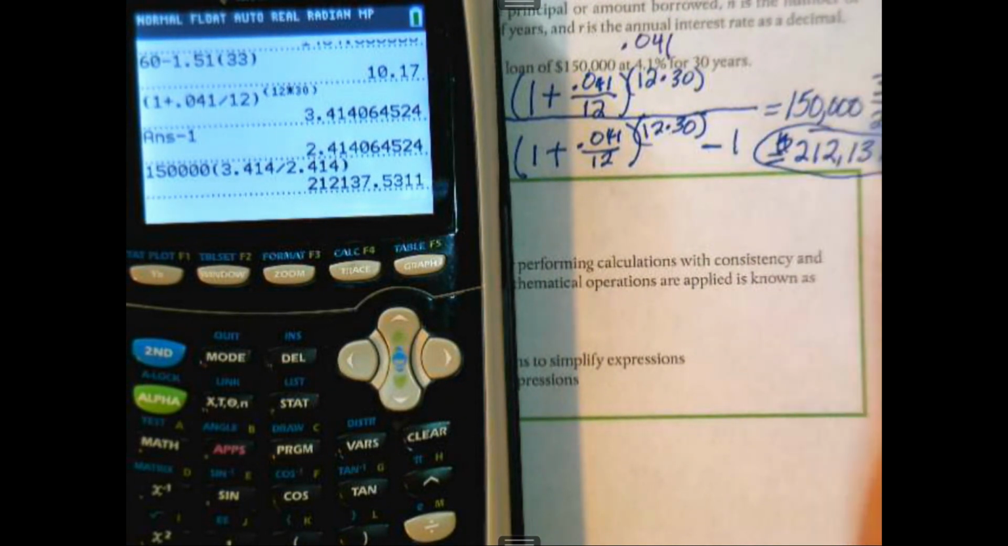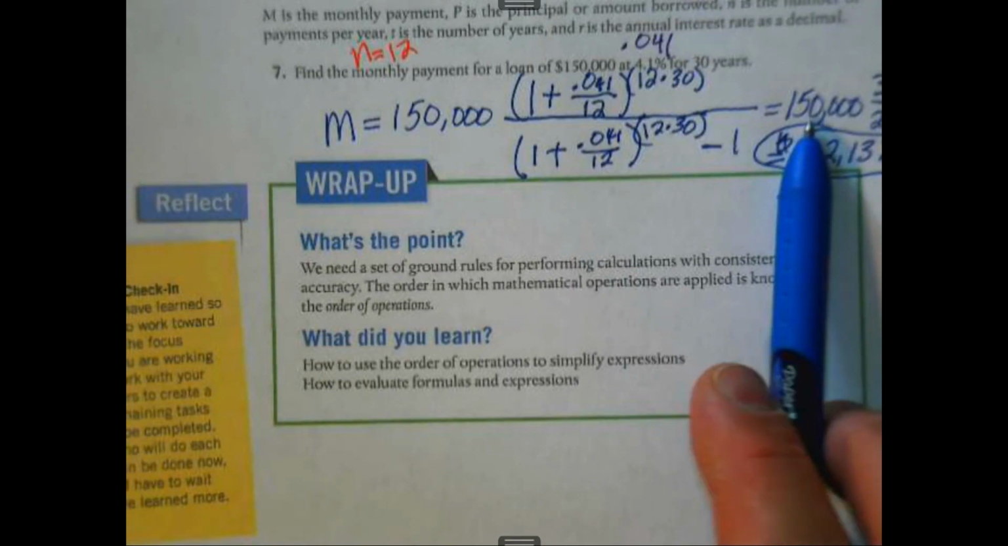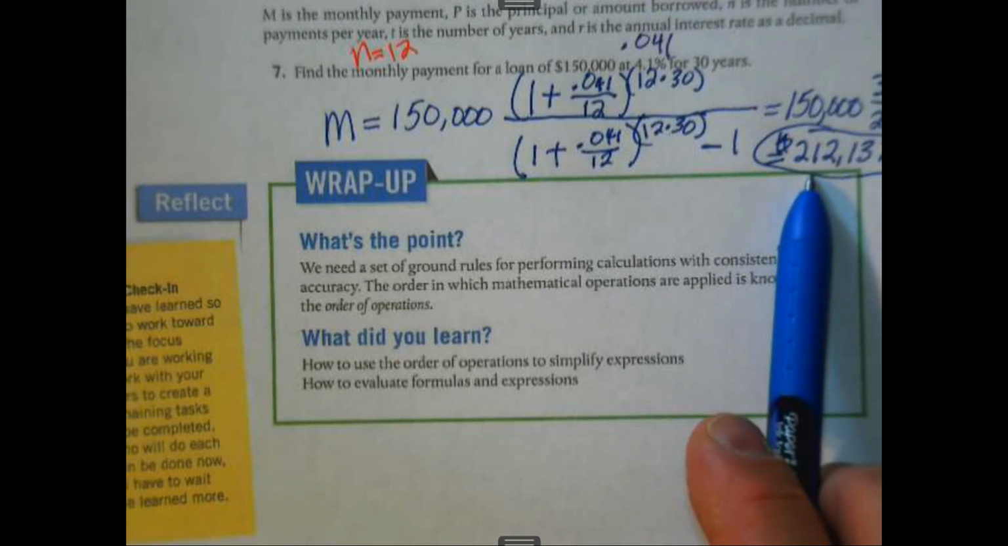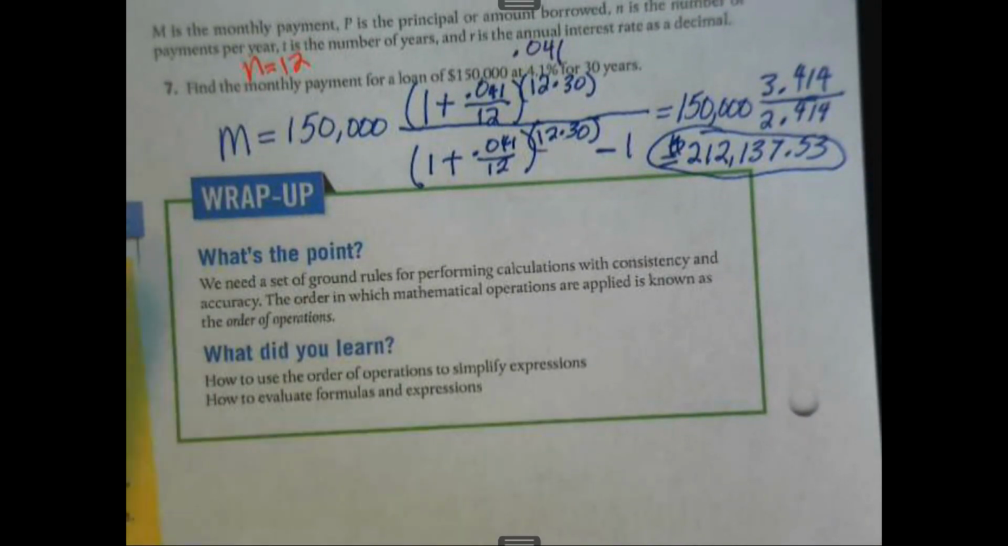Makes sense? Let's see, a 30-year mortgage for a $150,000 house. It's over, yeah, about $62,000 in interest. And that's it for 2.5.